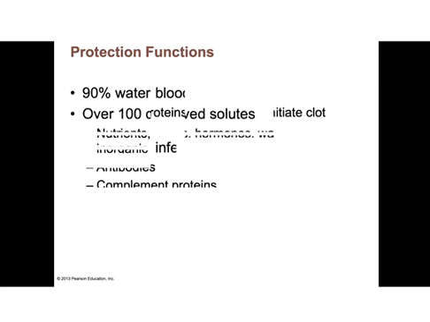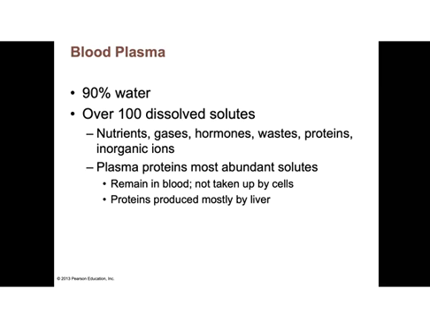Blood plasma is 90% water. Other stuff that's in it, we've already discussed, right? That's why plasma has a straw color to it after you spin down whole blood, okay? Plasma proteins are the most abundant solutes. They stay in the blood and they're not taken up by the cells. The proteins in the plasma are mostly made by the liver. 60% of this is albumin, whose primary job is to allow the blood to maintain its fluid volume through osmosis. And then globulins are 36%, and then fibrinogen, which is part of the clotting cascade, is about 4%.